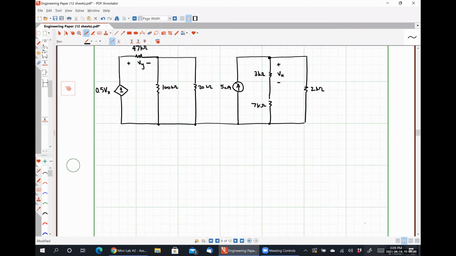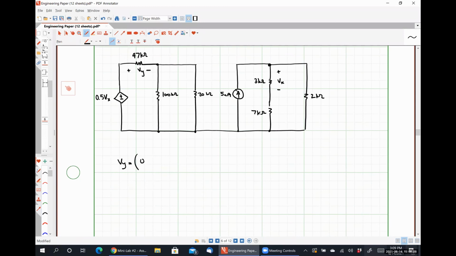So I'm going to say that my voltage Vy is going to be my known voltage, which in this case is 0.5 times Vx, multiplied by the resistance I want, which is the 47 kilo ohm resistor, divided by the total series resistance seen by that dependent source, which is 47 kilo ohms in series with the parallel combination of the 100 kilo ohm resistor and the 20 kilo ohm resistor. And 100 plus 20 is 120 kilo ohms.